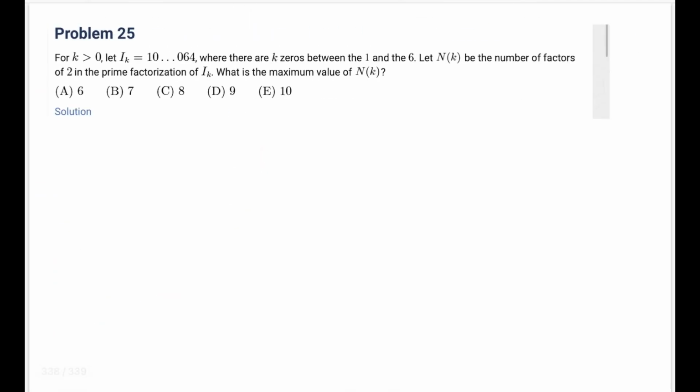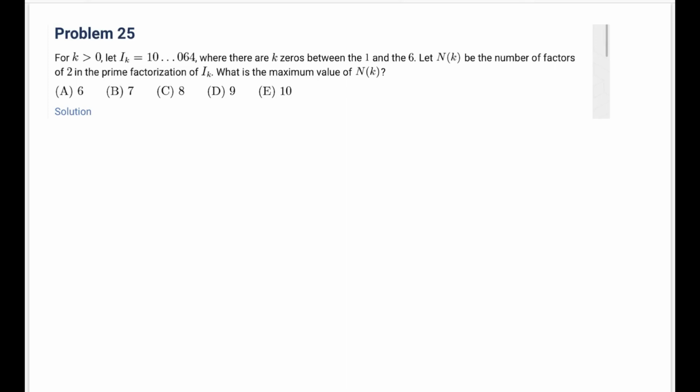And the last problem: for k greater than 0, let Ik equal 10, 0, 0, 0, 0, 0, 0, 0, all the way up to 64, where there are k zeros between the 1 and the 6. Let Nk be the number of factors of 2 in the prime factorization of Ik. What is the maximum value of Nk?